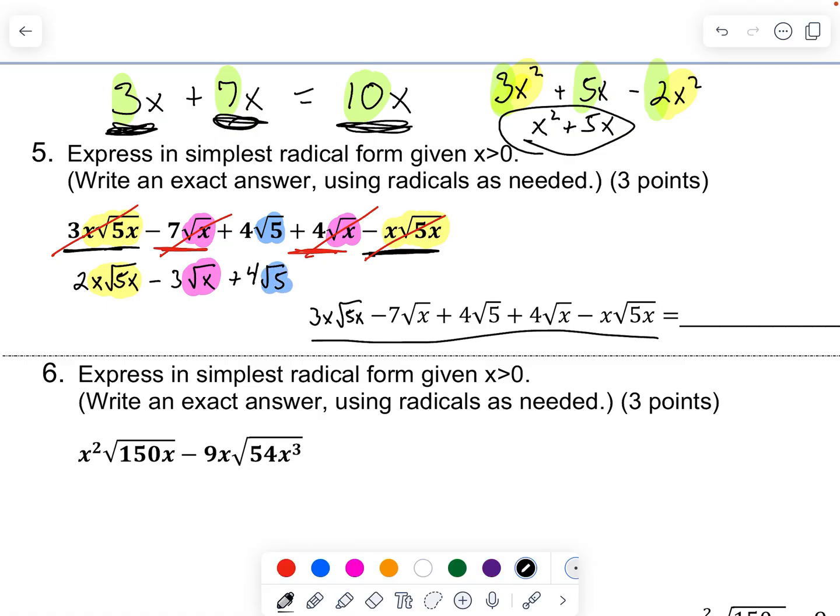Okay, I end up with just 3 terms. Remember that terms are things that are added and subtracted. Terms are separated by pluses and minuses. You add and subtract terms. All right, there's my solution.